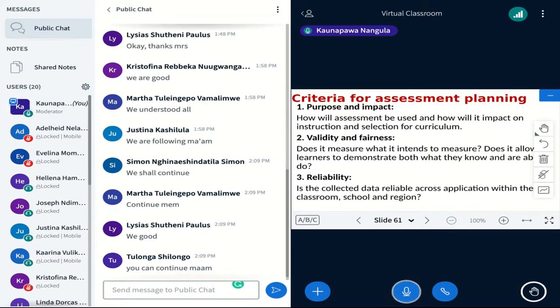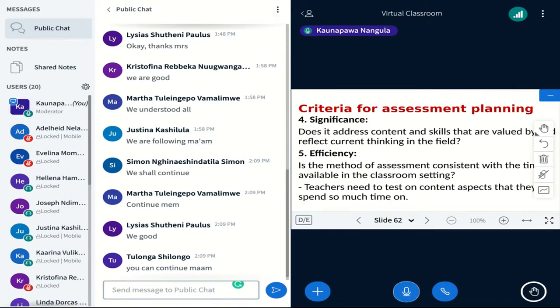And then number 4, significance. Does it address content and skills that are valued by and reflect current thinking in the field? Number 4, so does it really reflect the 21st century thinking? All right. Or is it whatever the thinking or the skills that are being measured, are they really applicable to what is happening right now?